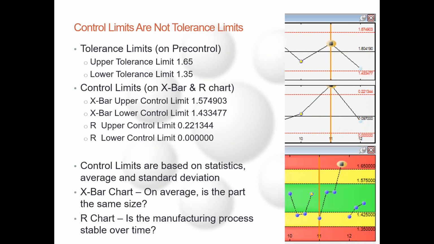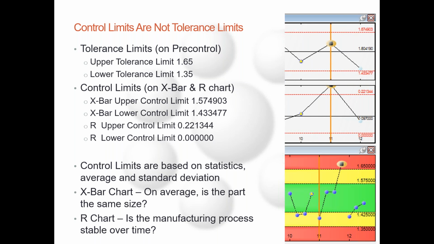Control limits are not tolerance limits. They're based strictly on statistics. In this instance, we have an upper tolerance limit of 1.65 and a lower tolerance limit of 1.35. But the upper control limit is 1.57, and you can see how that's different than the other. And the lower XBAR control limit is 1.43. So that means our control limits are totally inside the tolerance limits. It doesn't have to be this way, but in this instance, the statistics do give us that projection.